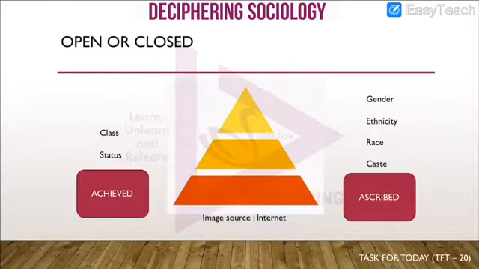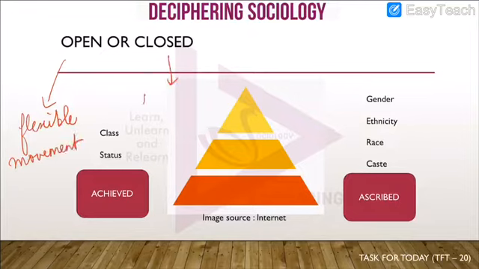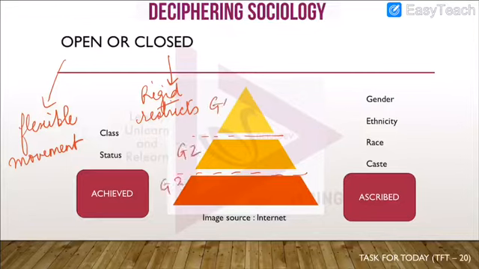Now when we consider systems, if you remember, we read about open and closed systems while studying Parsons. Similarly, in social stratification also, there can be an open or closed system. An open system is one which is flexible, it allows movement, while a closed system is rigid, it restricts. So, in a society also, when there is a hierarchy, when there are divisions, when there are certain groups, let's assume this is G1, G2, G3.